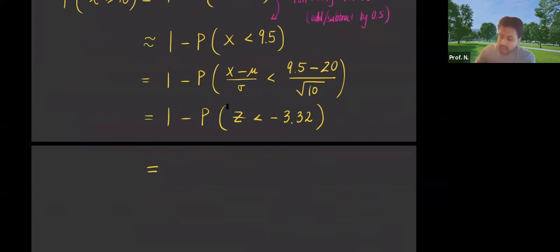And so from here, we can use the table, or we can just use our calculators. So this becomes 1 minus the cumulative distribution function evaluated at negative 3.32. So then when we do that, what does this become? Let me show you using my calculator here.